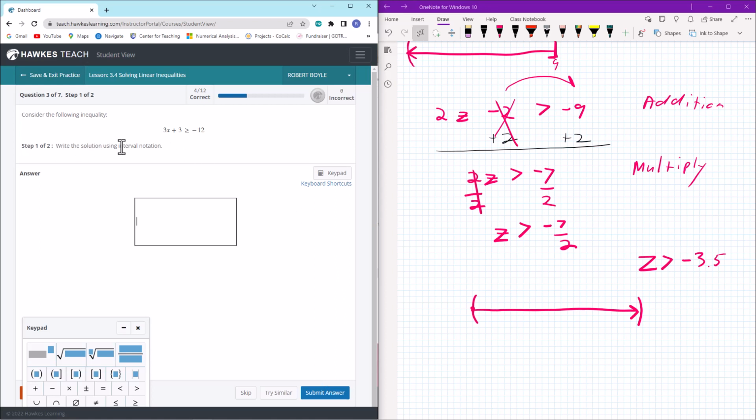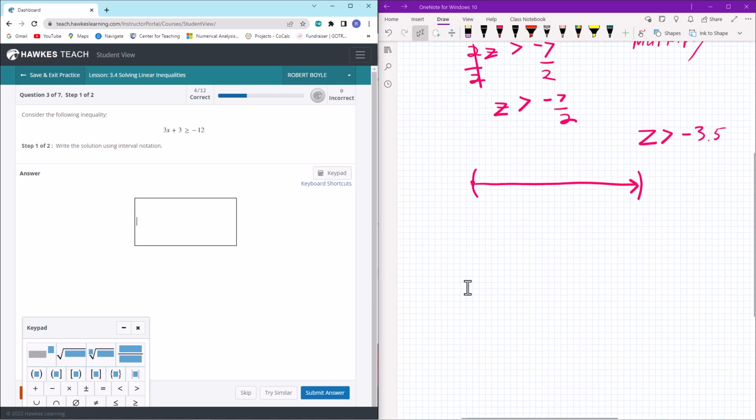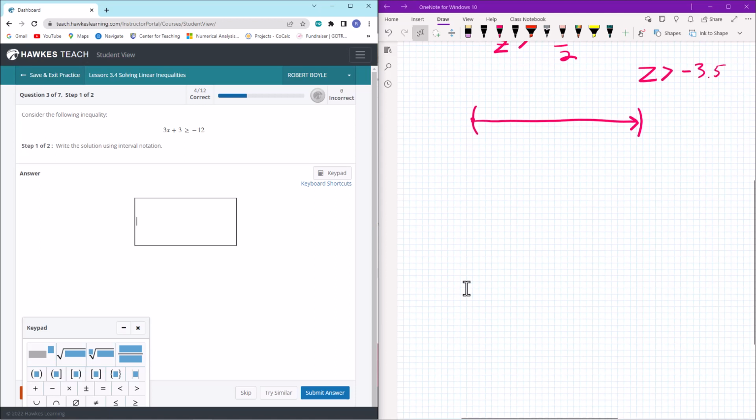Okay, now here is a non-strict inequality, but this time we want the solution in interval notation. So let's work on this one and see how this comes out. So we have 3x plus 3 is greater than or equal to -12. 3x plus 3 is greater than or equal to -12.